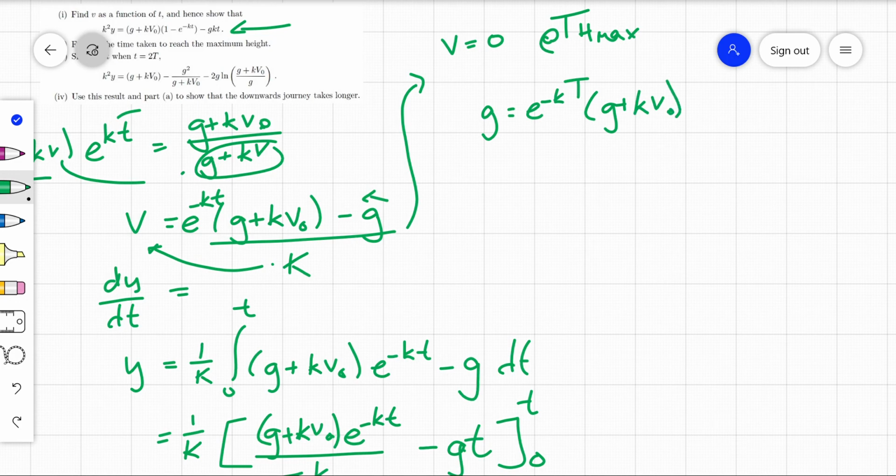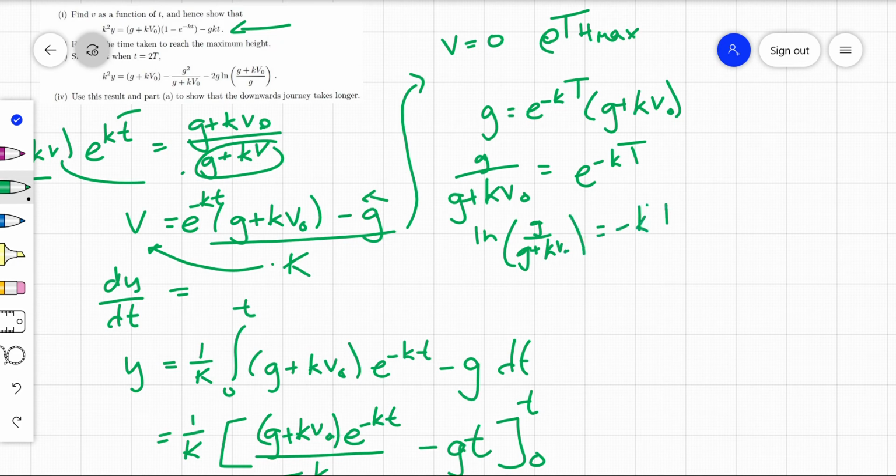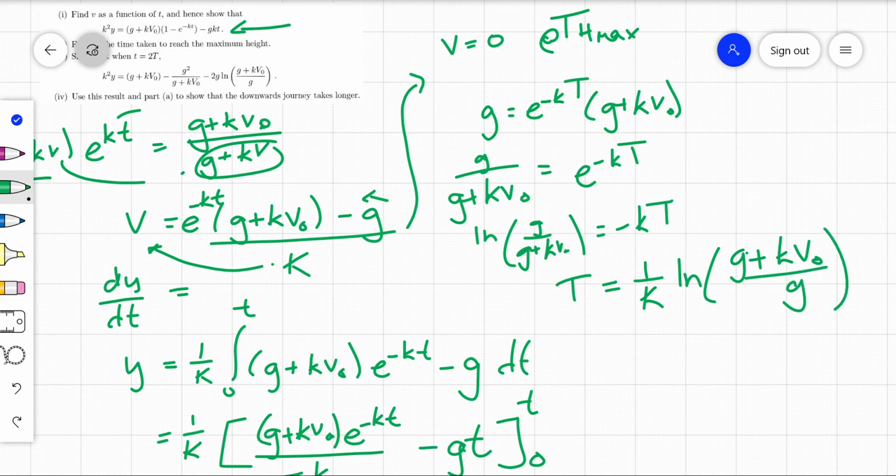So all I need to do is really rearrange this. Alright, so divide. So I've got e to the minus kt, and then log both sides. Then make t the subject, so I'm dividing by minus 1 on k, or I can divide by k and then swap the log around, so then I don't have to worry about that minus. So t is 1 on k log (g + kv0) on g. Alright, so that's the time it takes to reach the maximum height.